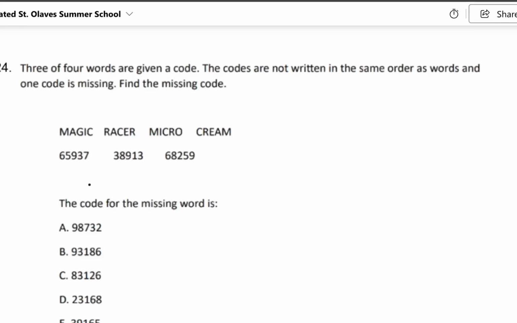For 24, we need to find out the missing code. So we've been given some words here. We have to find out the code for cream. So if we have two numbers in common here, we have 6 and 6, we have M and M. So we know that this 6 is going to correspond to M. So we know that the word has to end in 6 because cream ends with an M, so we can cross out A, we can cross out D and E.